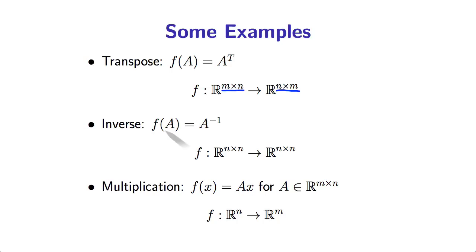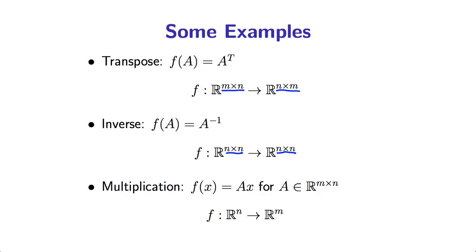Similarly, we could define a function, f of A being equal to A inverse. This would be a function that takes as input n by n matrices and also outputs n by n matrices, because the inverse of an n by n matrix is also n by n. So this would be another example of a matrix function.